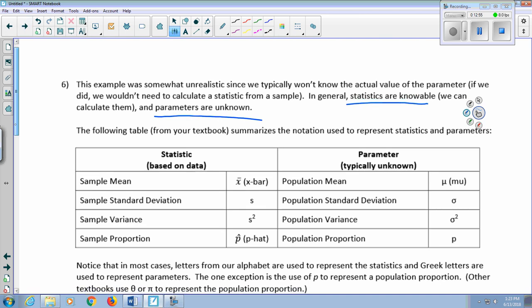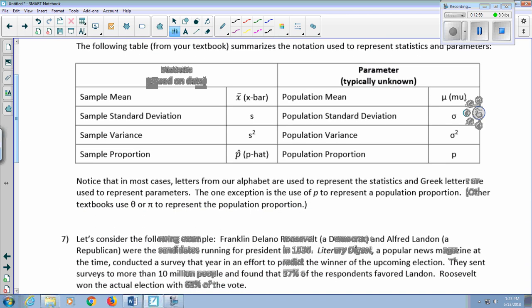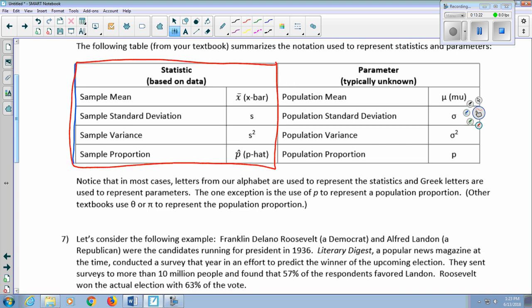Okay, so this summary table is very helpful to refer to when we're talking about representing our parameters and statistics with notation. This side here is our statistic side of the chart, and these are all the notation we would use to talk about statistics. X bar is when we're talking about a sample mean. S is a sample standard deviation. These are really going to come into play more in chapter 9. P hat, which is what we're doing in chapter 7 and chapter 8, is our sample proportion.